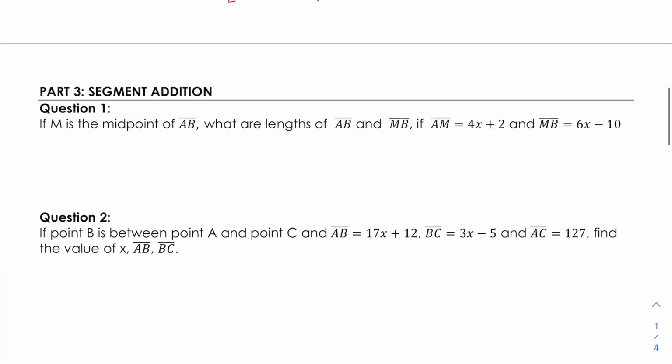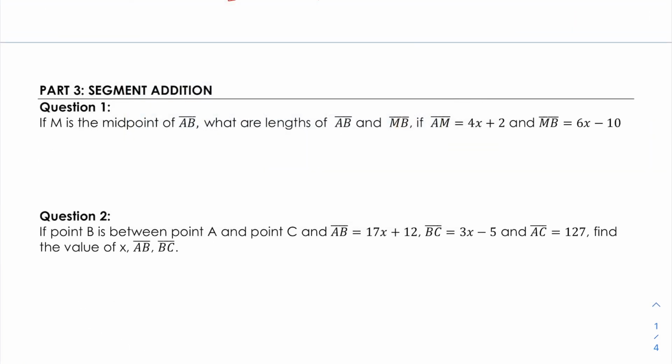All right, so for segment addition, let's look at question 1. M is the midpoint of AB. So here's the midpoint; this is A, this is B. I know that AM is congruent to MB. AM is 4x plus 2, and MB is 6x minus 10. Those are congruent.